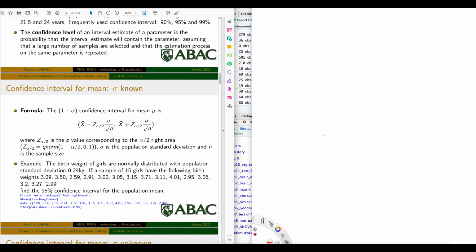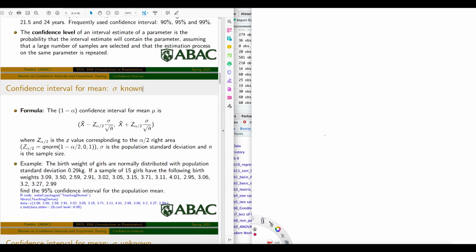All right, guys. So what is the formula for the confidence interval for the mean when sigma is given or known? Here x bar is the sample mean, z alpha half is the critical value for the alpha half left area, sigma is the population standard deviation, and n is the sample size.